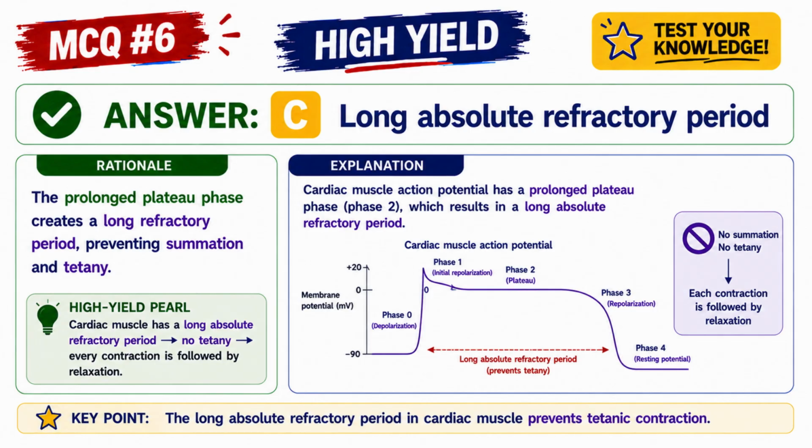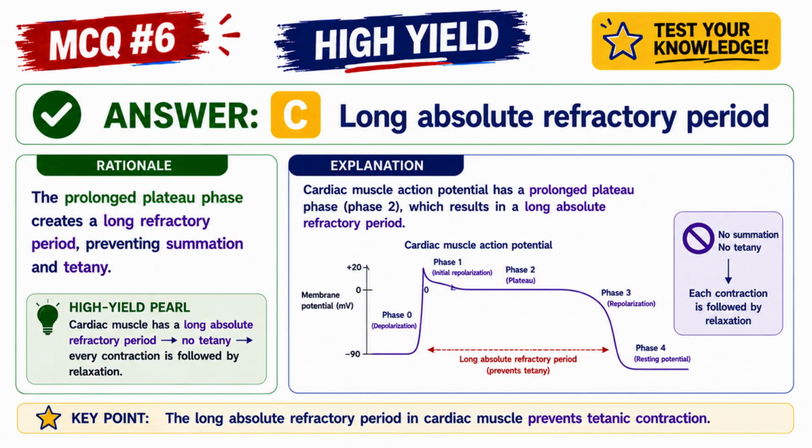In skeletal muscle, repeated rapid stimuli can summate. The muscle stays in a continuous contracted state, tetany. This is useful for sustained voluntary movement. In cardiac muscle, tetany would be fatal. A heart that cannot relax cannot fill with blood. No filling, no stroke volume, no cardiac output. The cardiac action potential prevents this with elegant simplicity.